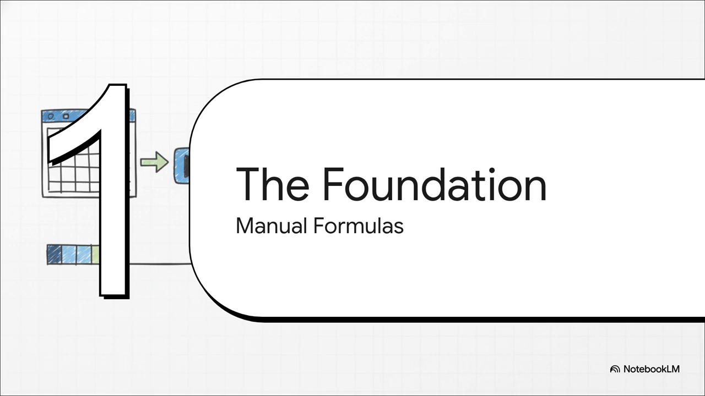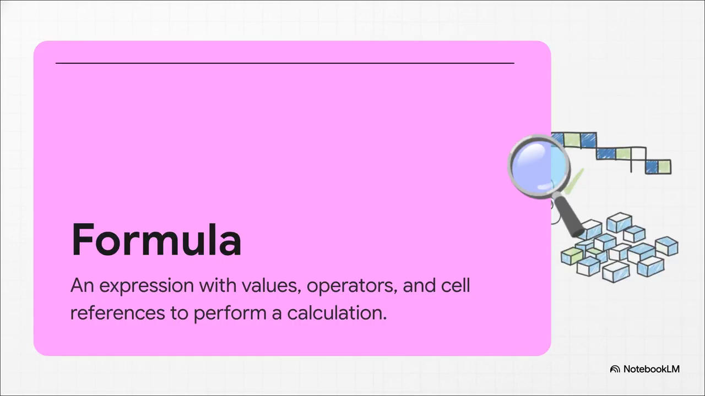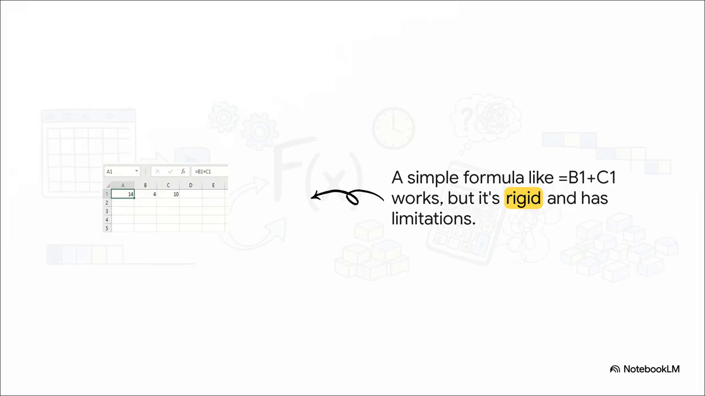This is pretty much where everyone's spreadsheet journey begins. So what is a formula? It's basically an expression that you build yourself. It always, and I mean always, starts with an equal sign. From there, you tell the program exactly what to do, using operators like plus, minus, or multiply. You're the one in the driver's seat. For example, adding two cells together. It's pretty straightforward, right? Equals B1 plus C1.